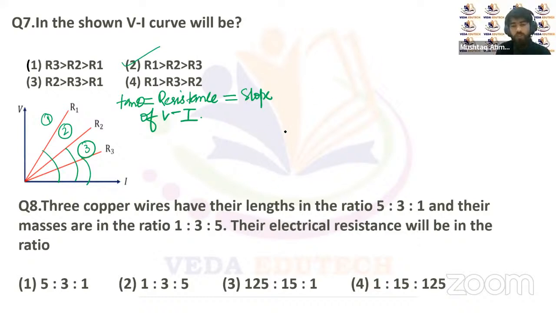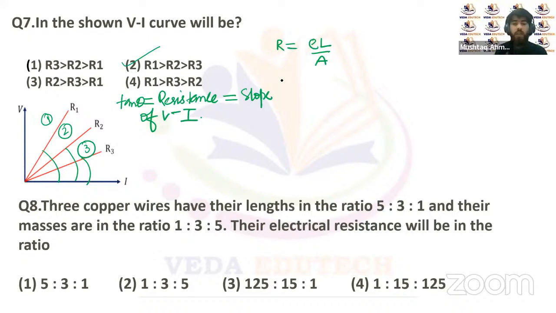Now let's look at this question number 8. We know the resistance of a conductor is given by rho L upon A, where L is the length of the conductor, A is the area of cross section of the conductor, and rho is a constant which we call the resistivity of a conductor. The resistivity only depends upon the temperature of the conductor. The resistance only depends upon the length and area of cross section of the conductor.